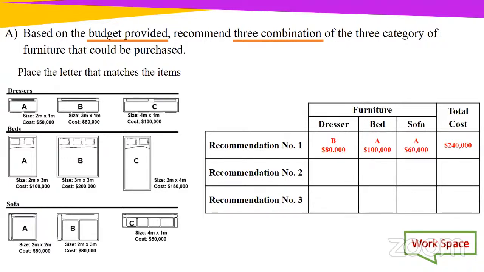All right. So would that have met the condition of 300,000? Did we exceed our budget or did we go below budget?